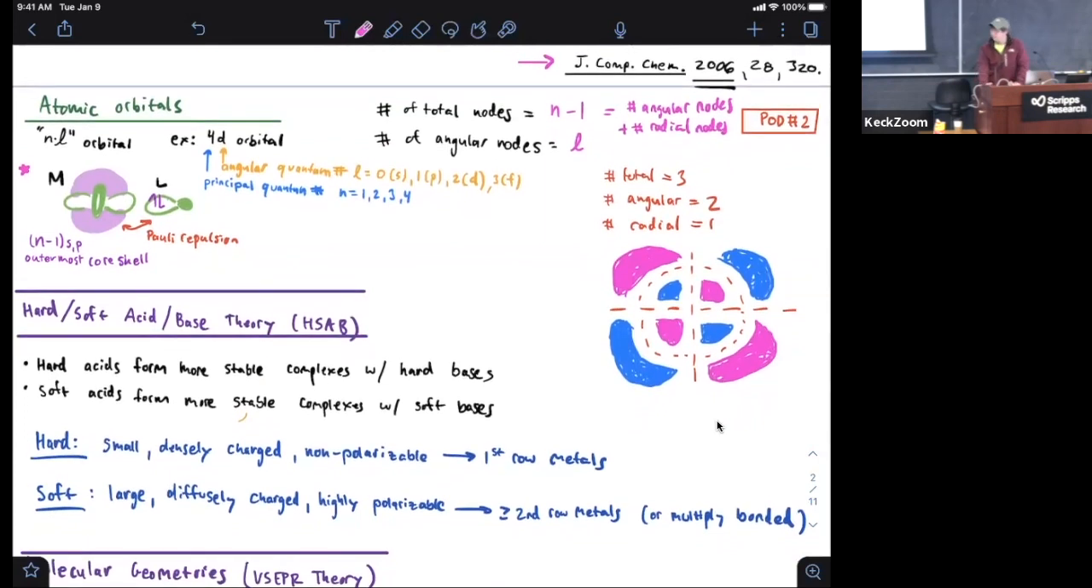Are there any questions on that? I went through it somewhat quickly, but hopefully it's clear. And again, if this drawing is confusing to you, just please look up the 4D orbital.